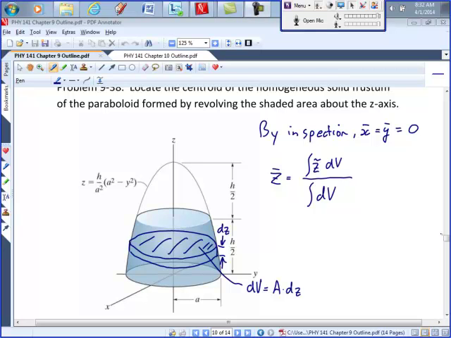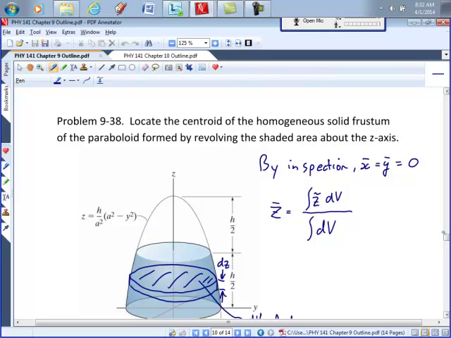All right, so last class we looked at this frustum of the paraboloid formed by revolving the shaded area around the z-axis. By inspection we could tell that the centroid was going to lie on the z-axis because it's symmetric about the z-axis. So x bar and y bar are going to be 0. Z bar we're going to have to find by this integral. We're not ready to do the integral yet though.